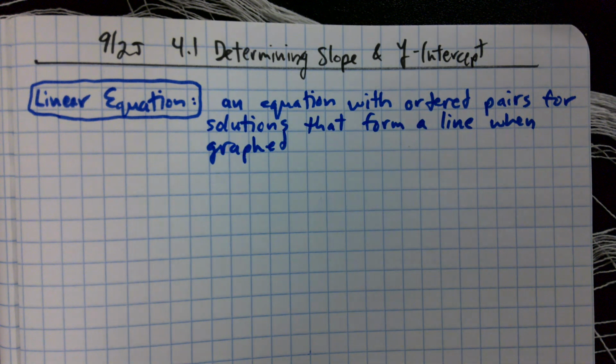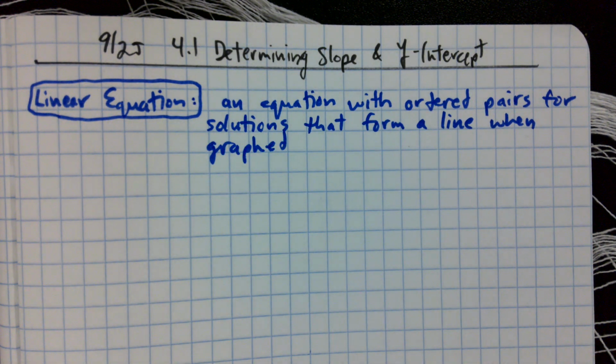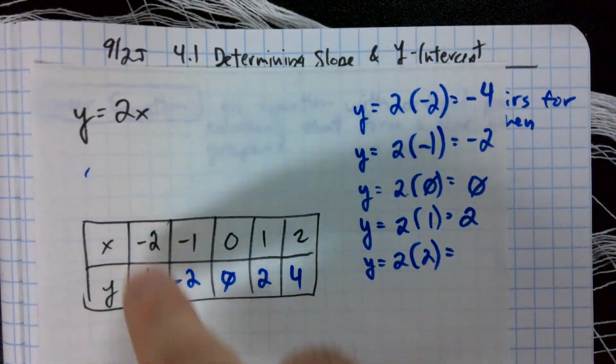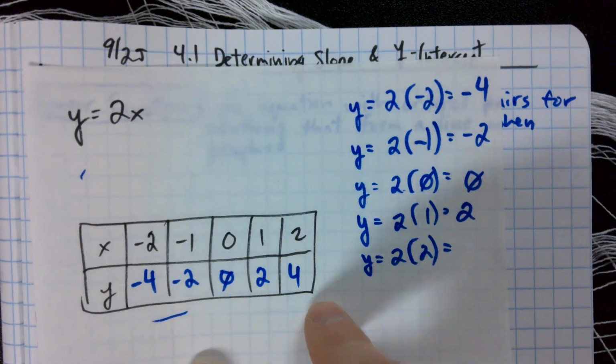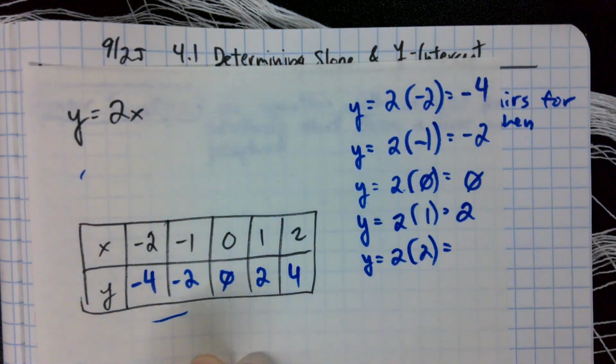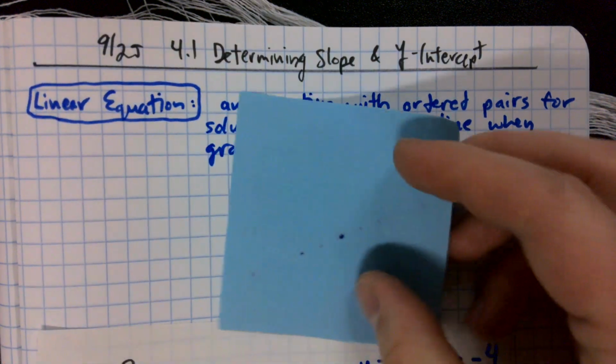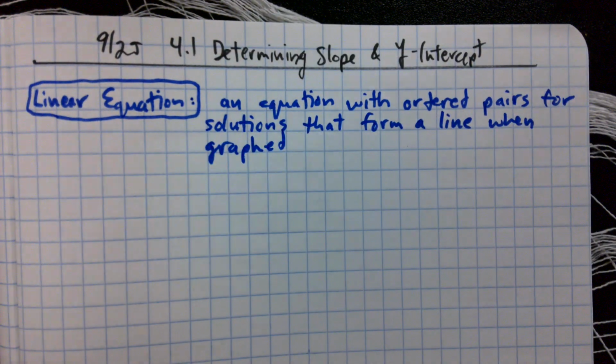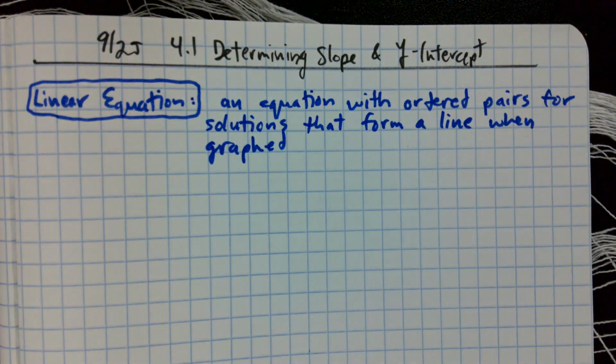Y is equal to 2x. It was an equation with ordered pairs for solutions that form a straight line when graphed. Just like we saw, this linear equation had a bunch of ordered pairs that we figured out just by plugging our x values in. Once we plotted all those ordered pairs on our graph, we got a nice straight line. So that was a very simple linear equation there, y is equal to 2x. We're going to get a little bit more complicated as we go throughout, but we'll start off nice and simple.